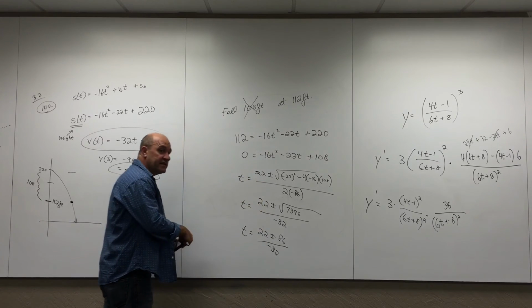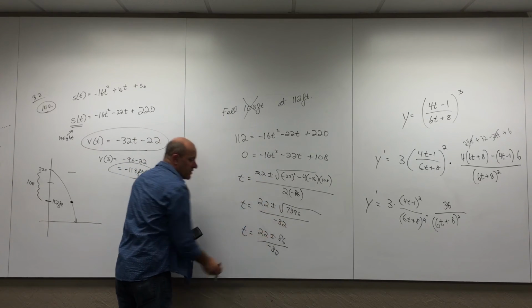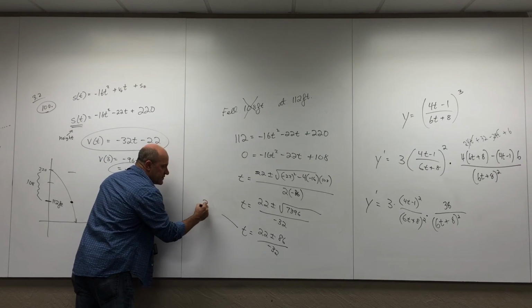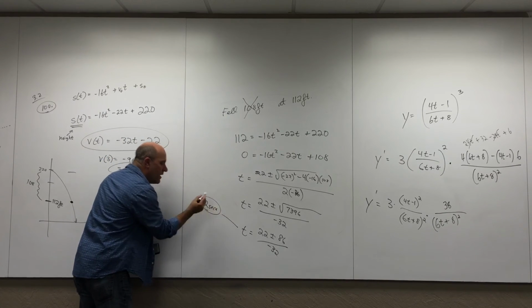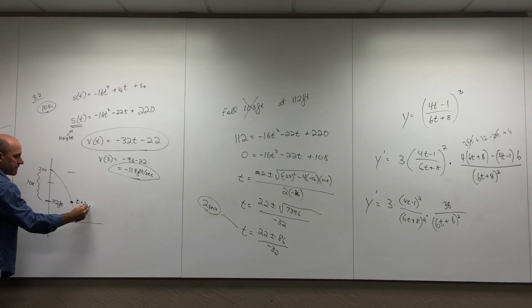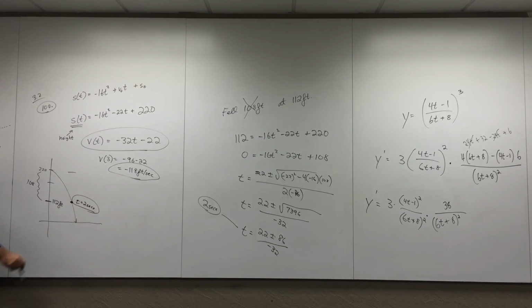But I'm going to get two nice numbers here. I mean, there's no square root. It's going to be a couple of nice numbers. What are they? 22 minus 86 is that negative number divided by negative 32. This is easy. This is a 2, right? Yep. One of these answers is 2 seconds. That's when it's at this height. The other answer is probably negative. That's probably over here before the problem even started.